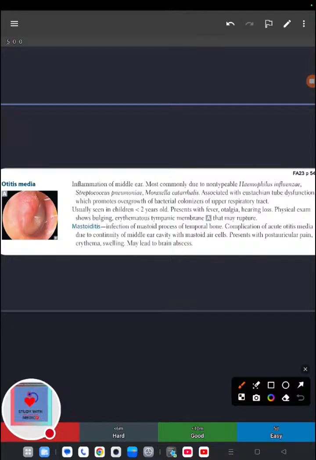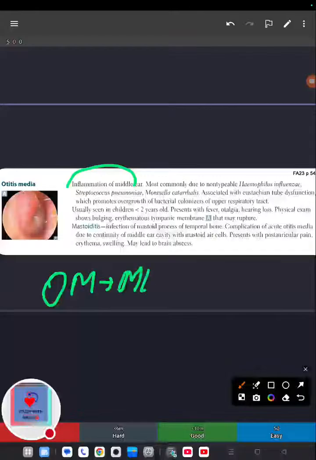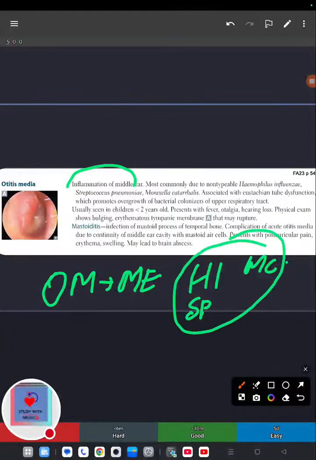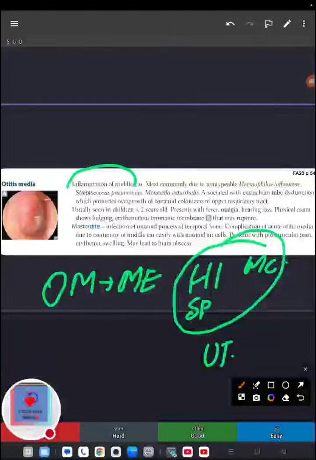So what is given here is inflammation of the middle ear. Otitis media is inflammation of the middle ear, most commonly due to non-typable organisms like Haemophilus influenzae, Streptococcus pneumoniae and Moraxella catarrhalis. These are associated with eustachian tube dysfunction, which promotes overgrowth of bacterial colonizers of the upper respiratory tract. These organisms are normally in the upper respiratory tract, but because of the eustachian tube dysfunction, they overgrow in the middle ear, usually seen in children less than 2 years old.